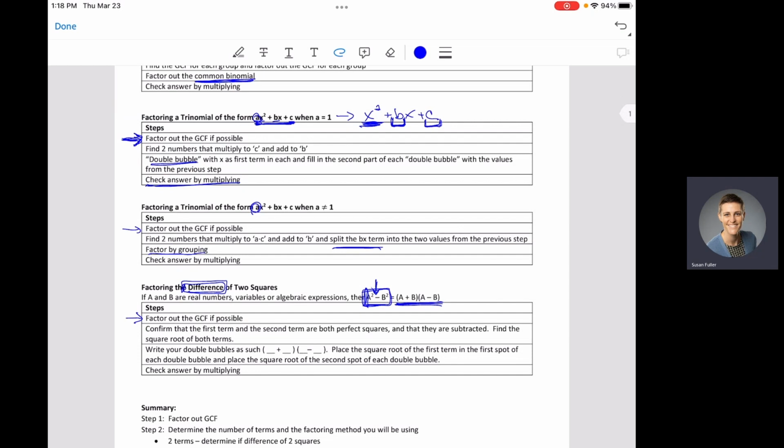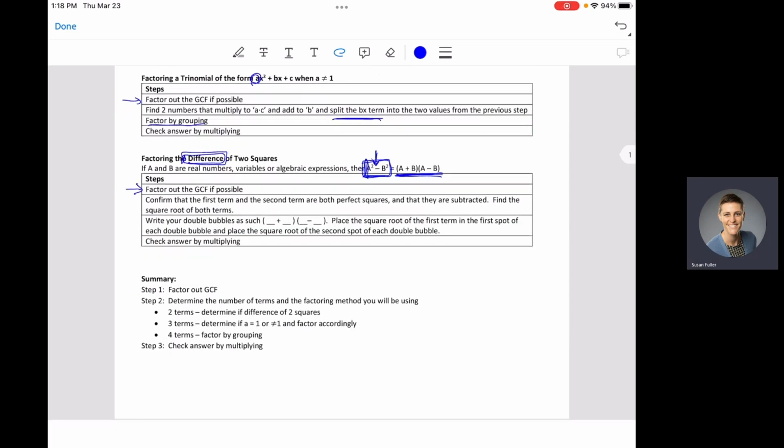If your number in front of your x squared is a 1, you're going to double bubble with those 2 numbers that you found. If your number in front of your x squared is not 1, then you're going to use your 2 numbers to split your middle term so that you've got 4 terms and then factor by grouping. And if you had 2 terms from the start, you're going to see if it is in fact a difference of 2 perfect squares. And if it is, then you are going to write it as one thing squared minus another thing squared, and you're going to double bubble with a plus and a minus.